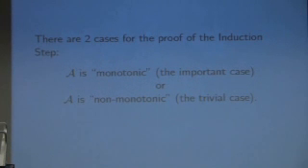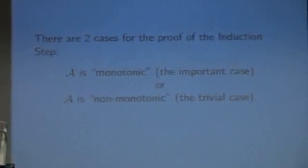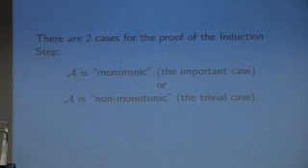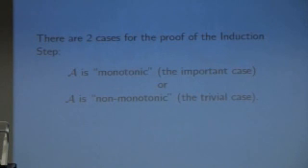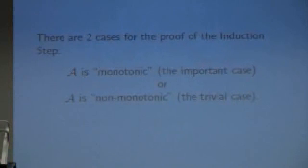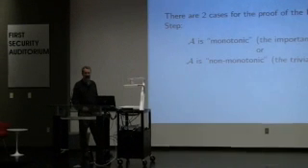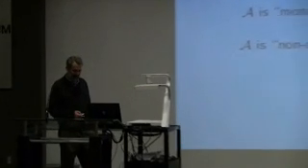Okay, now there are 2 cases for the proof of the induction step. This label script A, for which we need to establish the induction step, is either monotonic or non-monotonic, and in a minute I'll tell you what that means. Okay, the monotonic case is the serious case where we're going to have to do something. The non-monotonic case is a trivial case where we have to do almost nothing. So let me start explaining that, maybe starting with what does monotonic mean.